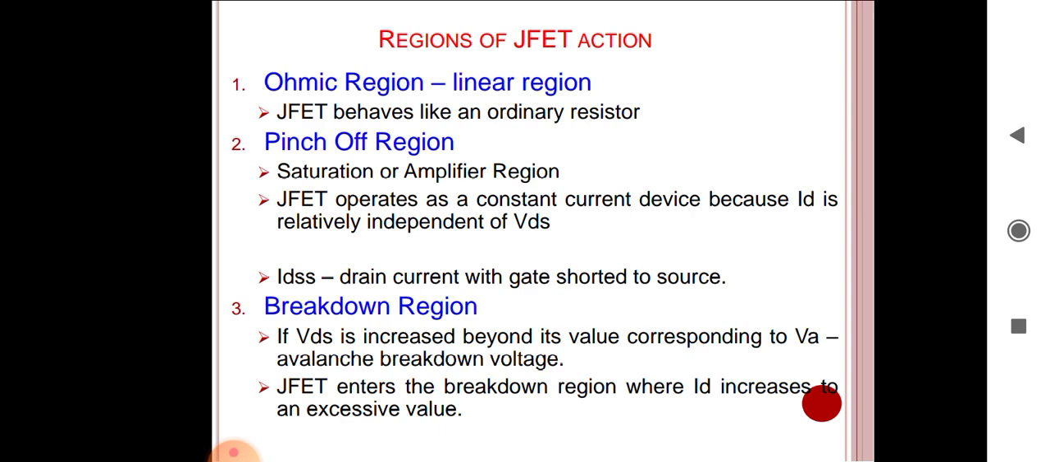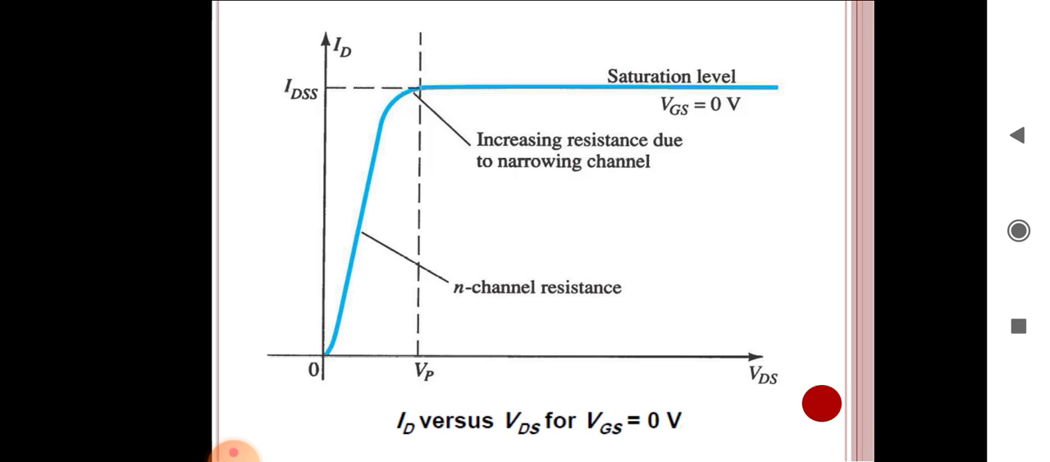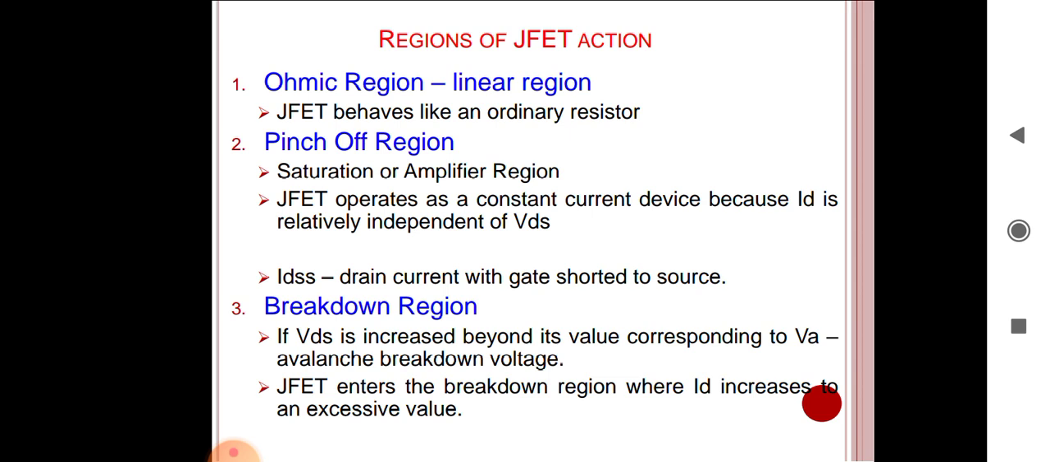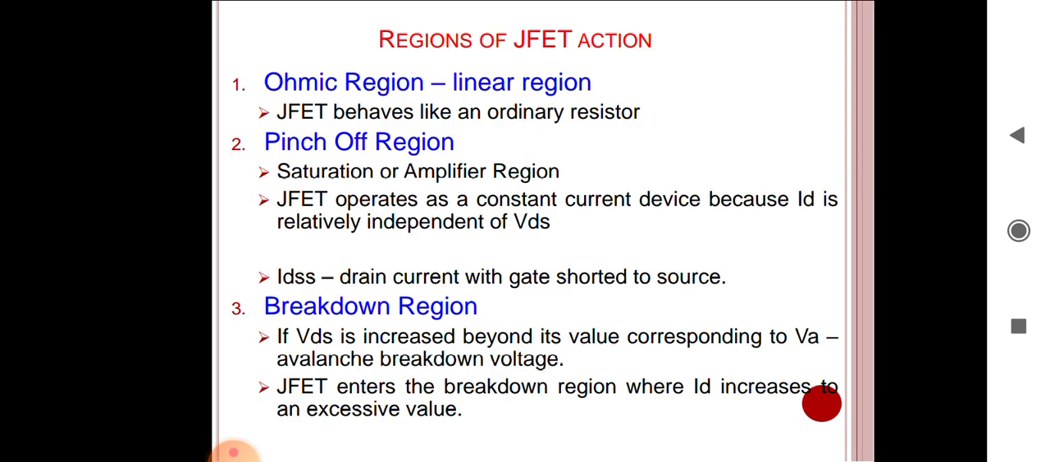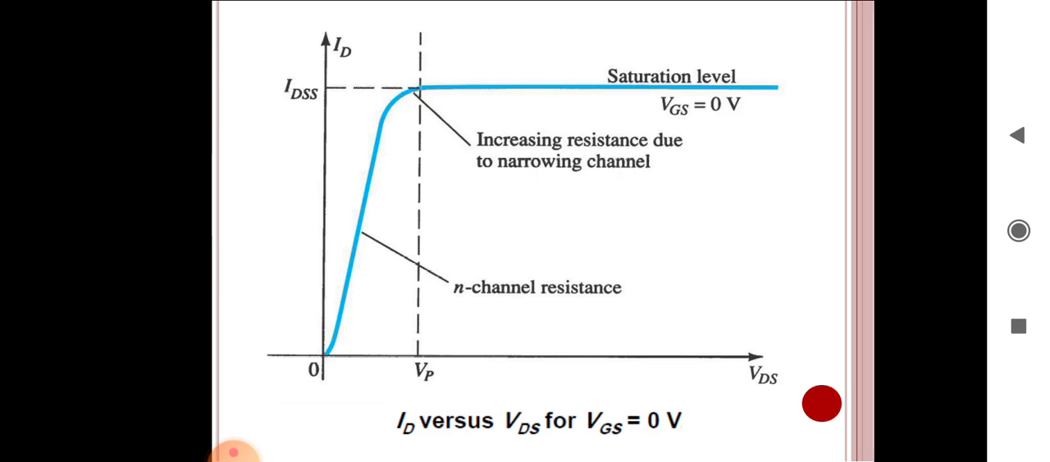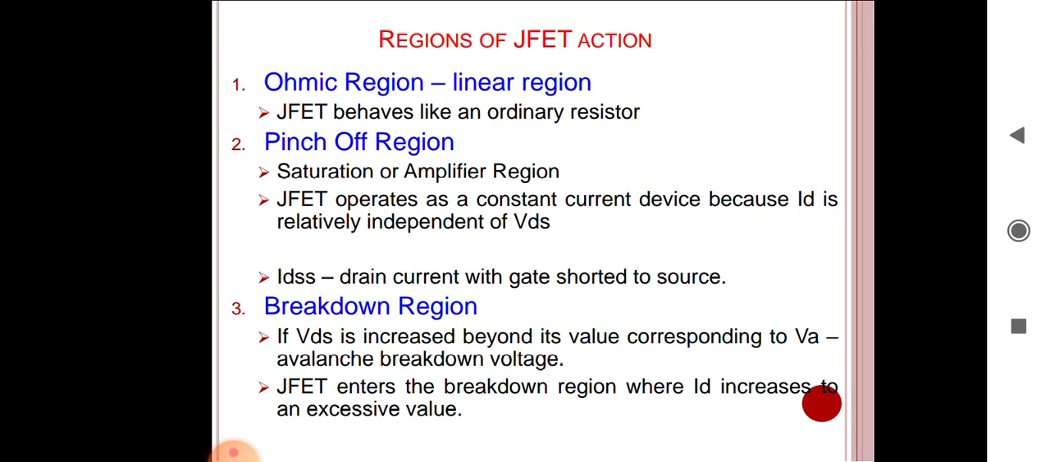Then these are some regions shown on the characteristics. It's called the ohmic region, that is the linear region, meaning the initial region. When we increase the voltage, with the increase in VDS there is an increase in IDSS initially, which is called the linear region. Then the pinch off region means ID achieves its maximum value and settles at the peak value, which is called the saturation region, or you can say the pinch off region.